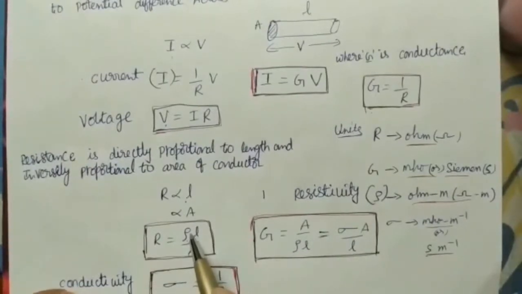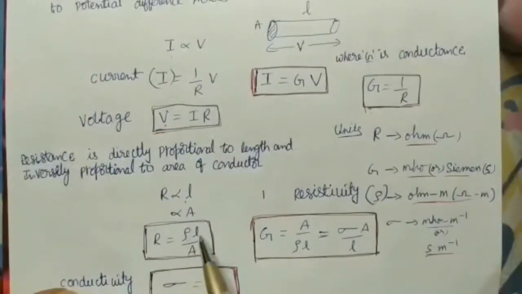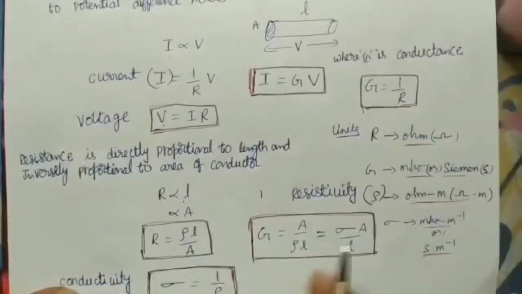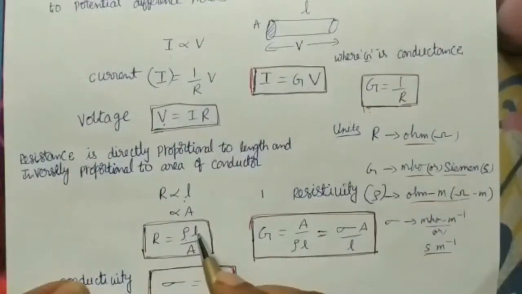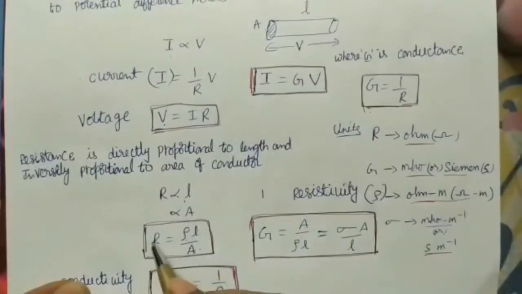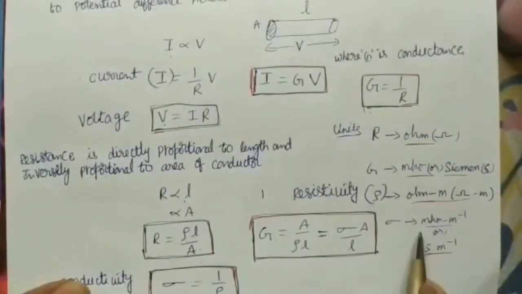Rho is called resistivity or specific resistance. Specific resistance means the resistance of the conductor which is having unit length and unit area of cross section. So the unit of resistivity is ohm meter, since L is meter and A is meter square. So meter into ohm meter, we get the unit of resistivity.